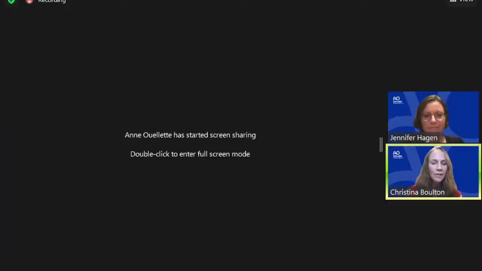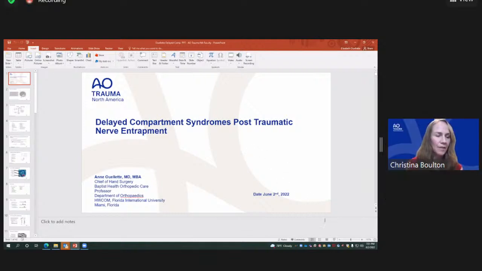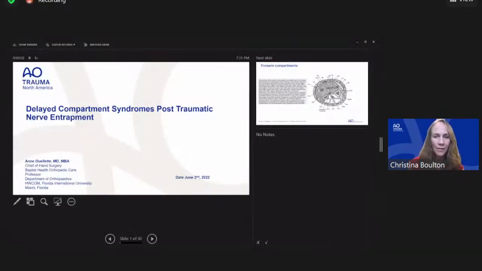So Dr. Ouellette is going to go next, and she's going to talk to us a little bit about compartment syndromes, or maybe compartment syndrome light, that affects patients long term. A lot of those patients are the patients we're talking about right now who have severe injuries and crushes to their forearm, and how you can take their nerve symptoms away over time and figure out things other than just the bones that are affecting their function and their pain.